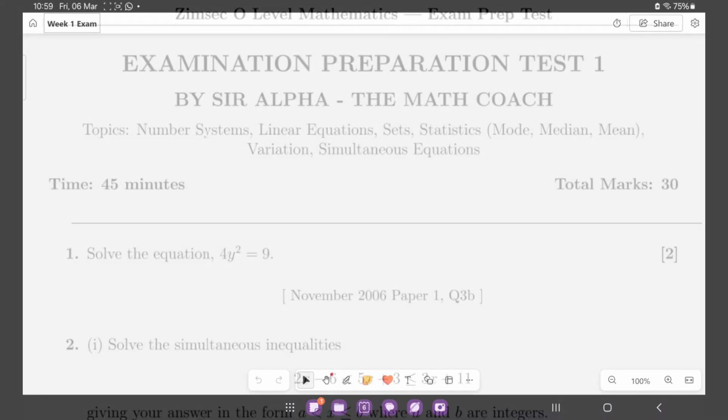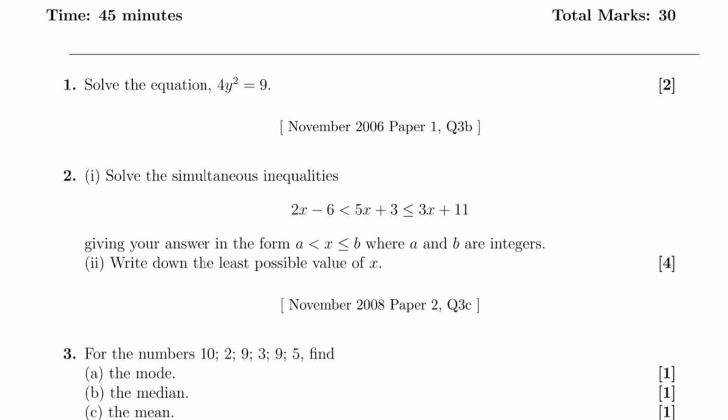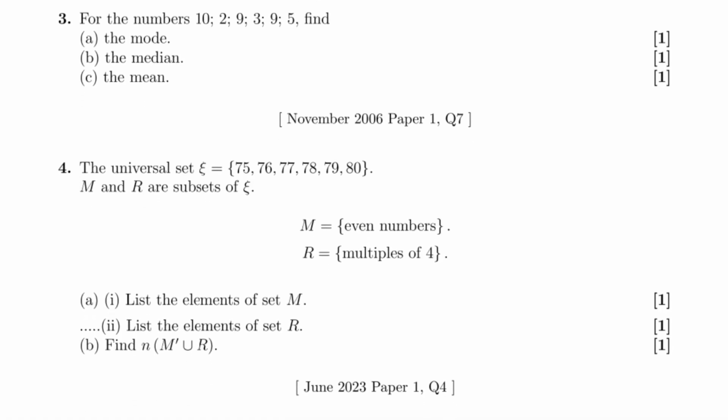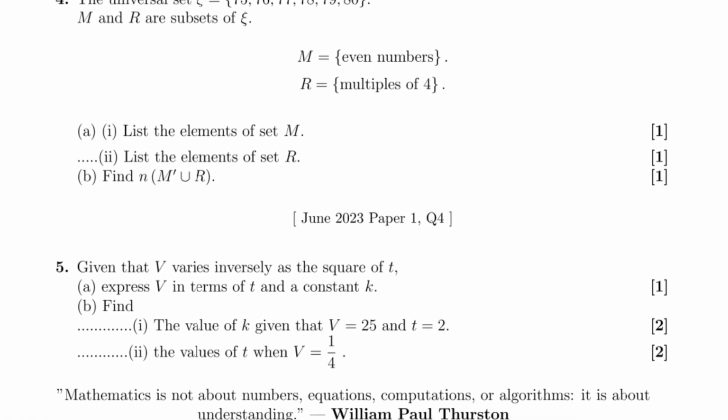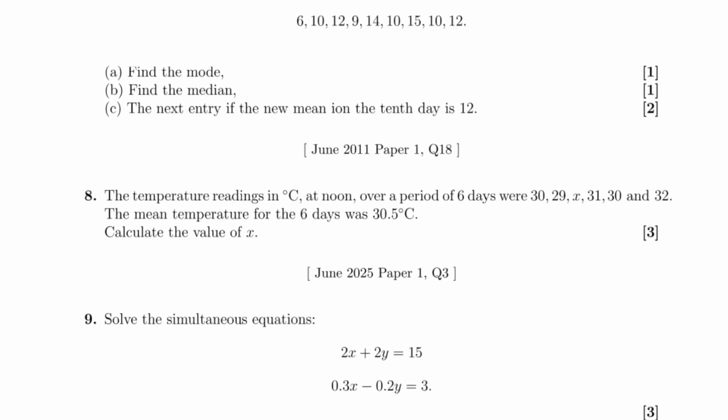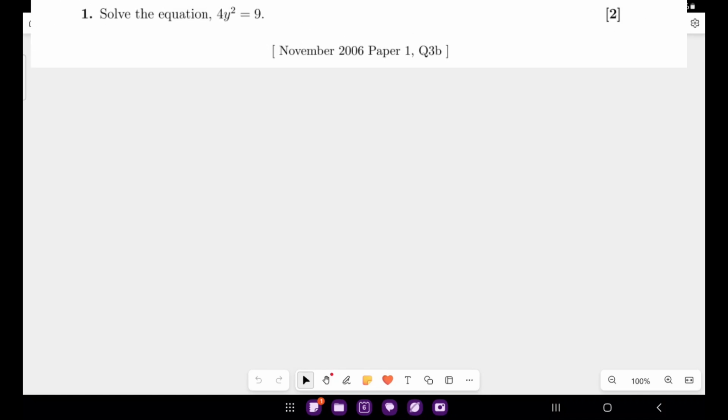So we have this question paper in front of us. This is a custom-made question paper for one of my students, and I decided let us do this question paper together, and I'll be able to teach you a thing or two. We're going to start with question number one, which says 4y squared is equal to 9. Solve the equation.